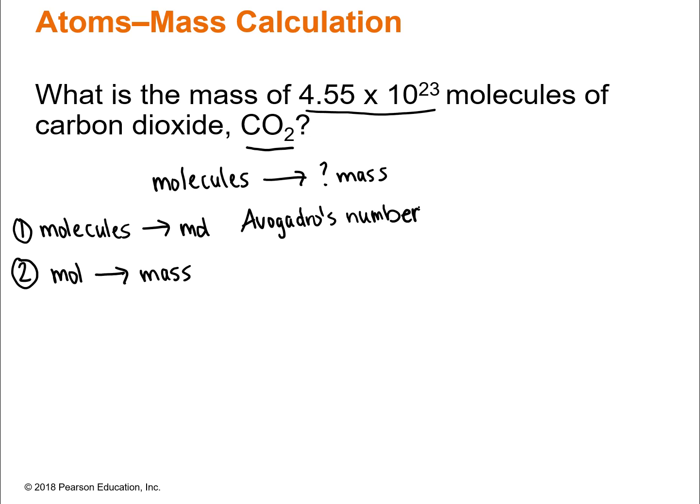So to go from molecules to moles, we're going to use Avogadro's number. To go from moles to mass, we're going to use the molar mass of carbon dioxide. For this, we actually had to do a little bit of work. So you have to look up carbon and oxygen and figure that out. What was the molar mass? If you got an answer, or if you got this far, what's the molar mass of carbon dioxide?